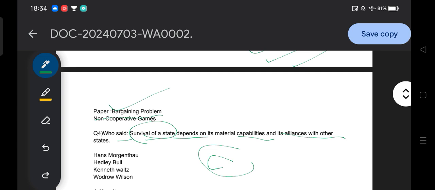Kenneth Waltz. On the other hand, offensive realism talks about maximizing power, hegemony. You offend. This belongs to John Mearsheimer. So offensive, John Mearsheimer: maximizing hegemony and power. This is the keyword. But on the other hand, defensive: to defend, to survive, security. That is how it is Kenneth Waltz. So this is how the keyword works and the answer is Kenneth Waltz. So sometimes you need to also work upon your smartness along with conceptual clarity. That is how we could understand from this question.